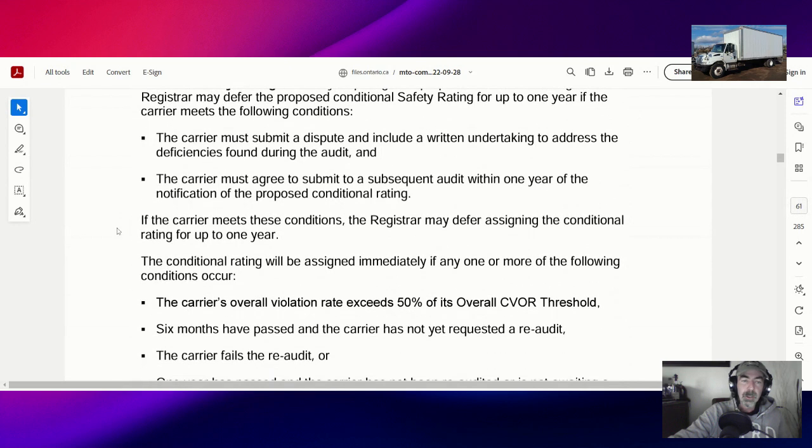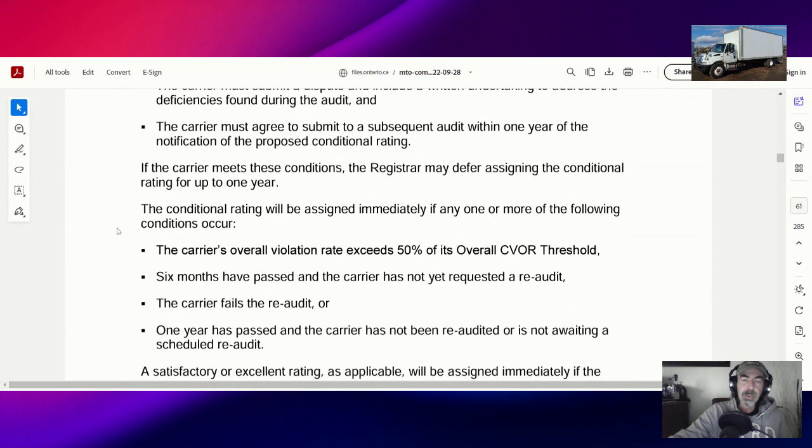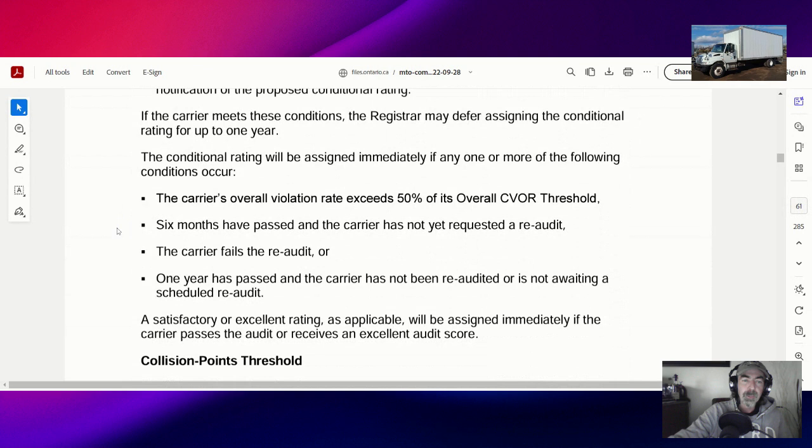conditions. The carrier must submit a dispute and include a written undertaking to address the deficiencies found during the audit, and the carrier must agree to submit to a subsequent audit within 1 year of the notification of the proposed conditional rating. If the carrier meets these conditions, the registrar may defer assigning the conditional rating for up to 1 year.